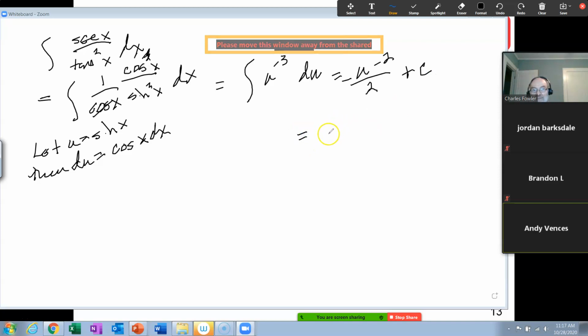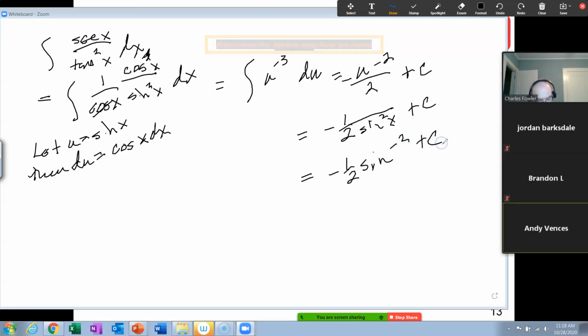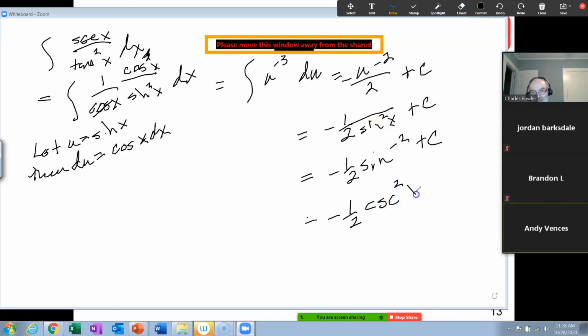All right, so what will this be? Minus 1/2. And the u is sine x, so I'll go on and write the sine x in the denominator. So minus 1 over 2 sine squared x plus c. Okay? Or you could have written it negative 1/2 sine to the minus 2 plus c. I don't know which way they wrote it. Let's see what they got. Well, they wrote it this way: minus 1/2, 1 over sine squared is cosecant squared, plus c. Okay. That's how they wrote it.